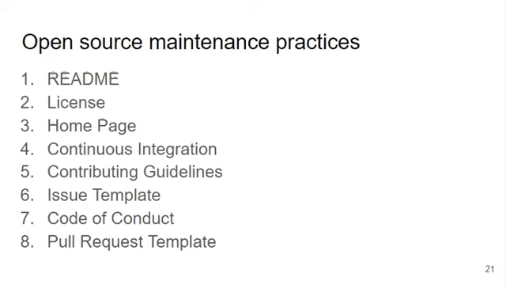First, we analyzed the presence of a README file. Next, we analyzed the presence of a license file, the availability of a homepage to promote the project, the use of a continuous integration setting. In this case, we check the use of Travis CI. We analyze the presence of a specific file with guidelines for the contributors, the presence of an issue template. Next, we analyze the presence of a file with a code of conduct. And finally, we analyze the presence of a pull request template.